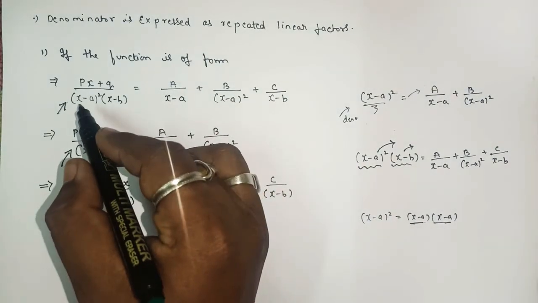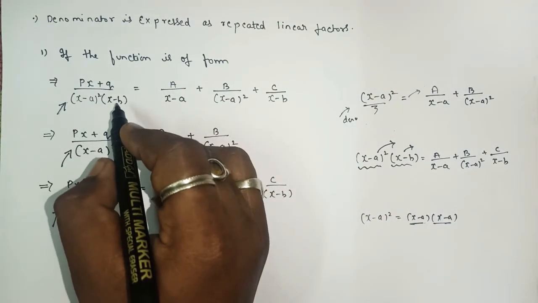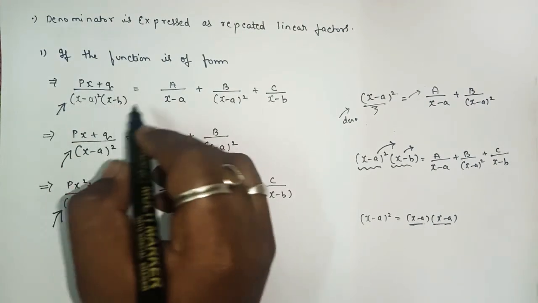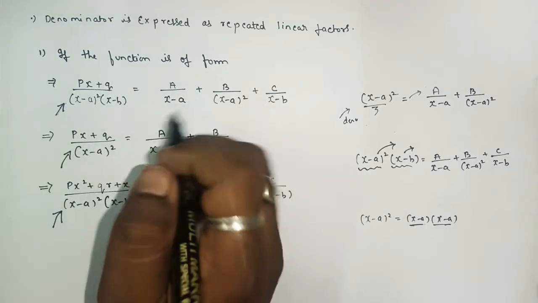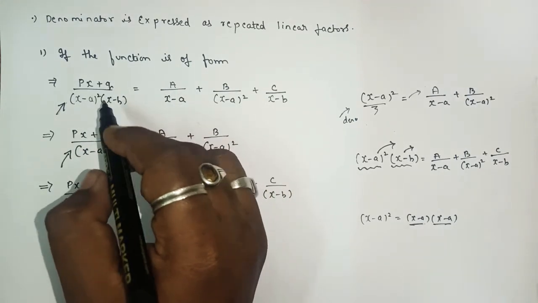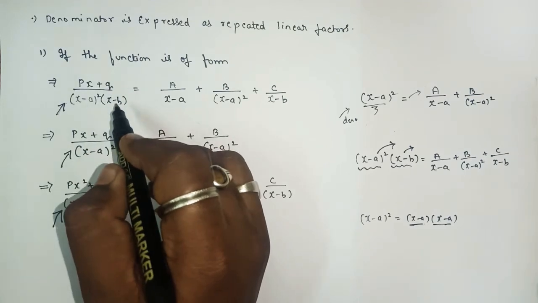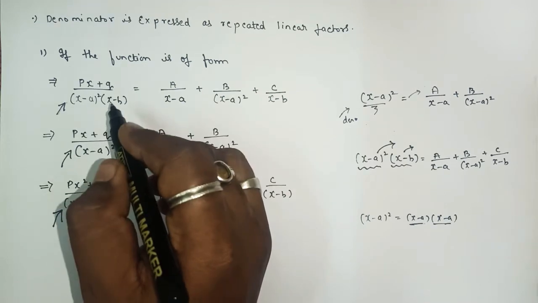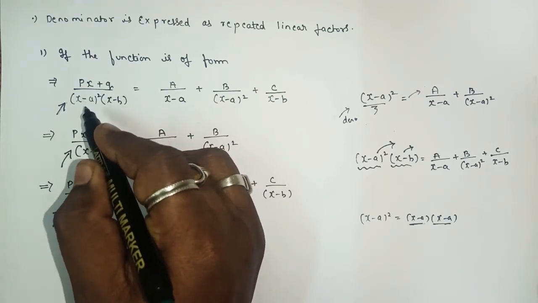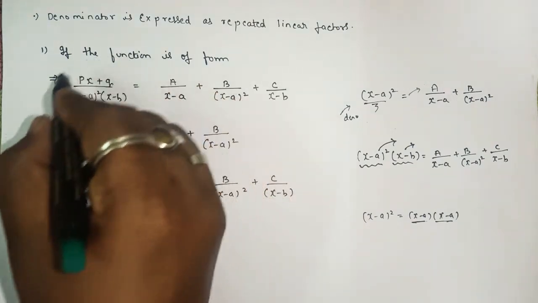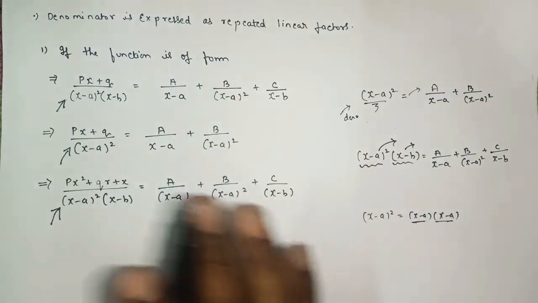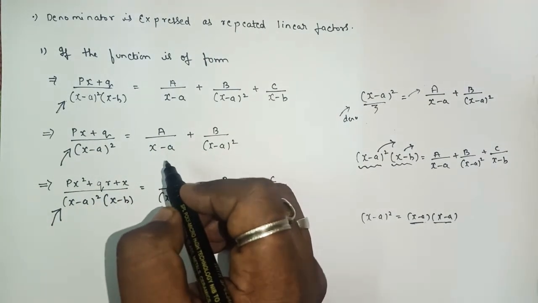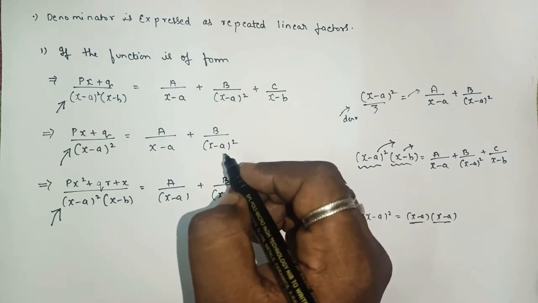Suppose x minus b is on this side or x minus a the whole square is on this side, still we can write the function in this form. So remember, whenever x minus a the whole square is on this side, rearrange in the next step, just simply bring this x minus a the whole square to this side, and then we can express this function in this form. Simply what you will do, if you have only x minus a the whole square, you will write A upon x minus a plus B upon x minus a the whole square.